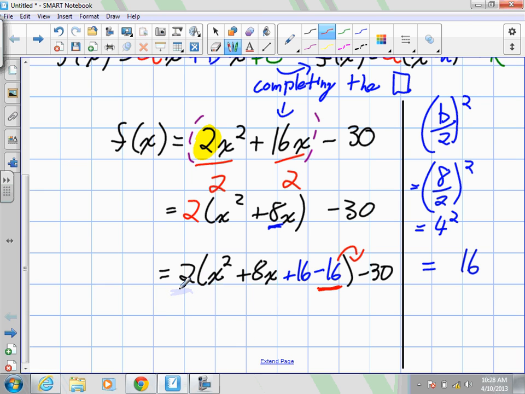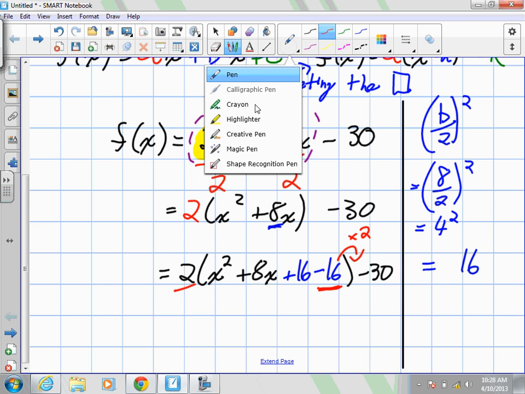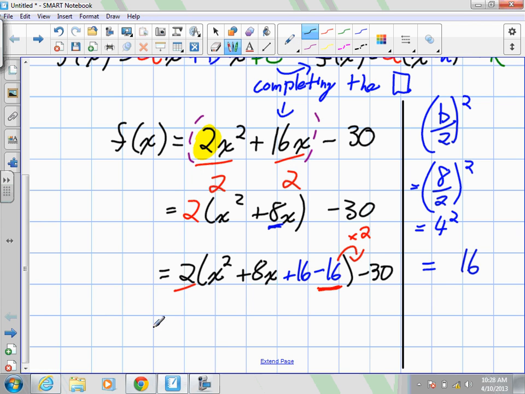So when I move this negative 16, I'm going to multiply it by the 2 at the very front, or whatever value a was. We're going to get 2 times x squared plus 8x plus 16. And what is negative 16 times 2? It's negative 32. So we will now have negative 32 outside of the brackets minus 30.